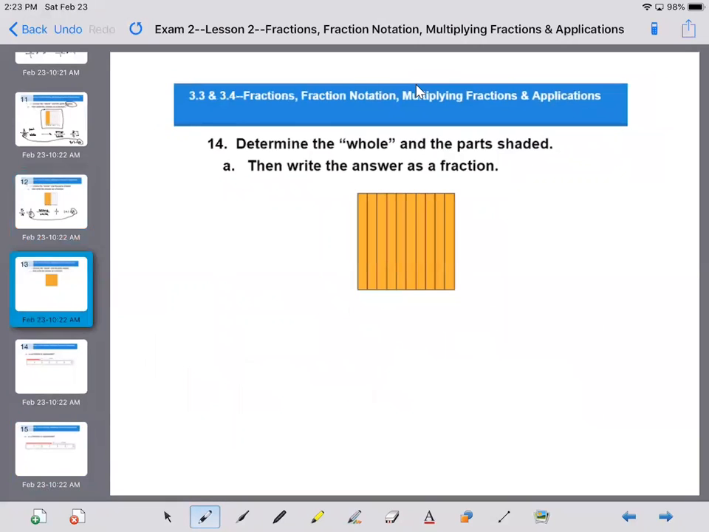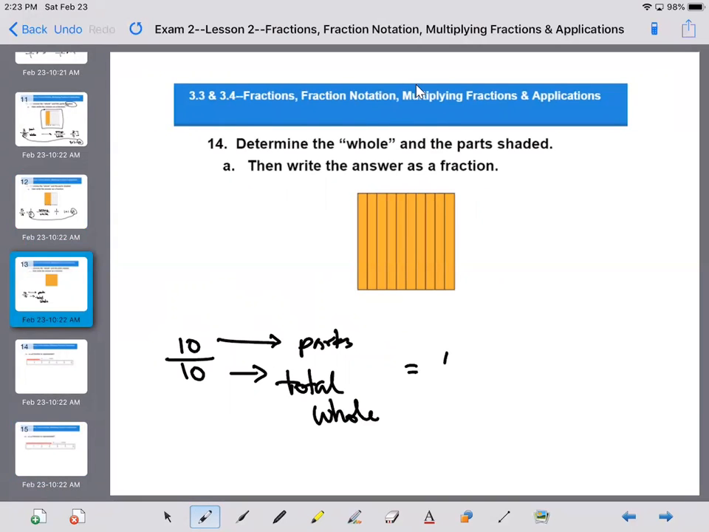Here we've got 10 out of 10, so this would be your total, which is your whole, and 10 would be your parts. So 10 divided by 10 is equal to 1. That's your n divided by n.